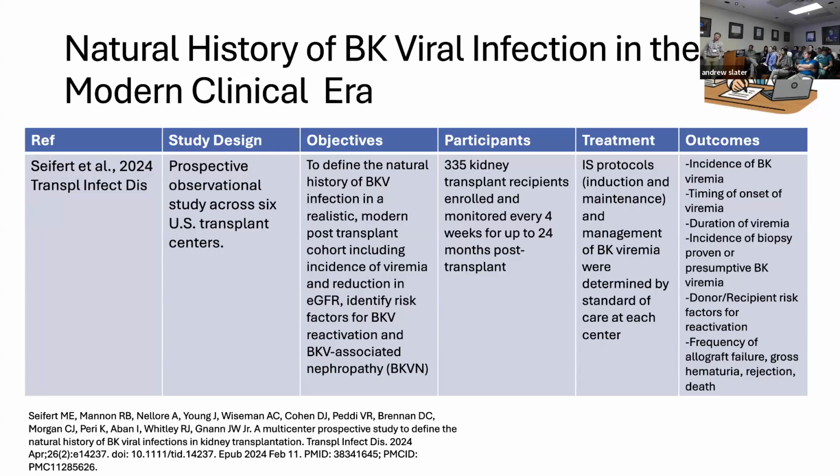So we had 335 kidney transplant recipients enrolled, and they were monitored every 4 weeks for up to 24 months post-transplant. Immunosuppression protocols, induction and maintenance, and management of BK viremia were all done by the standard of care at the transplant centers, okay? Outcomes are listed there: incidence of BK viremia, timing of onset of viremia, duration of viremia, incidence of biopsy-proven BK nephropathy, risk factors between donor and recipient, and maybe transplantation factors, frequency of graft failure, etc.